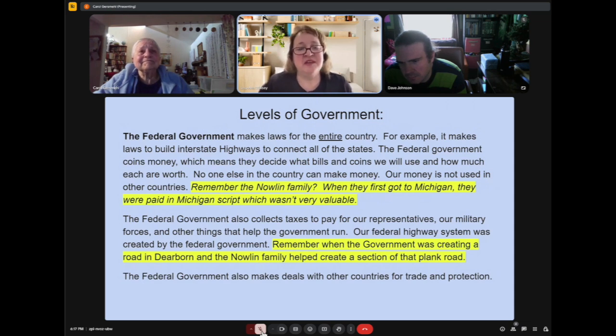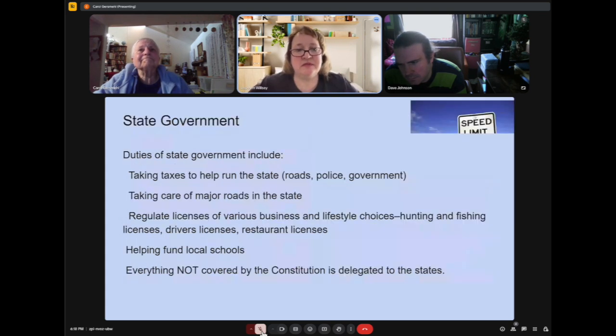And then the federal government collects taxes. We have our military, things to help the government run, the highway system. And remember that the government was creating the road in Dearborn, that the Nowlin family helped create a section of the Plank Road. And the federal government makes deals with other countries for trade and protection. State government. So these are the ones that I redid, the new ones.